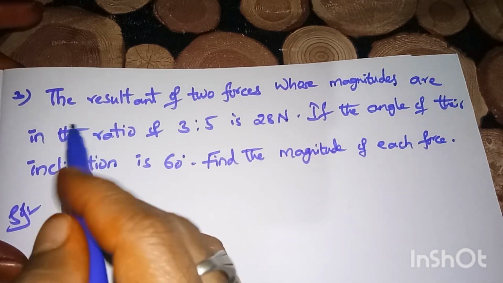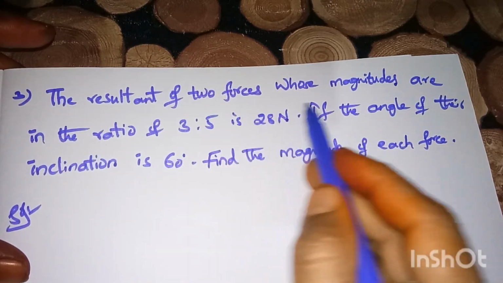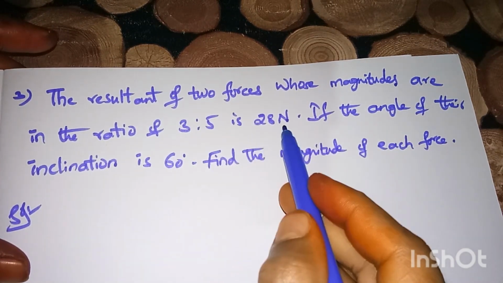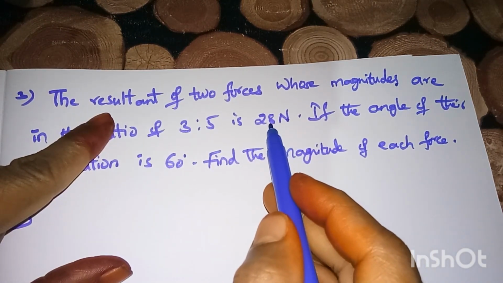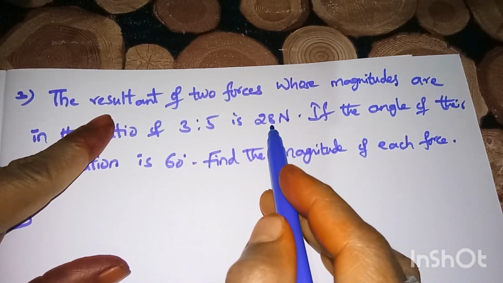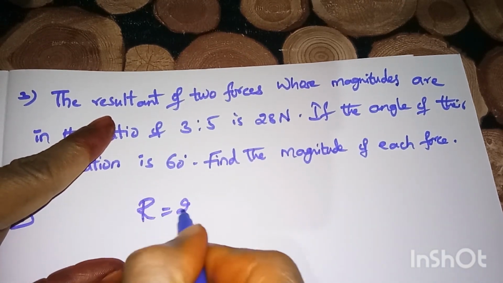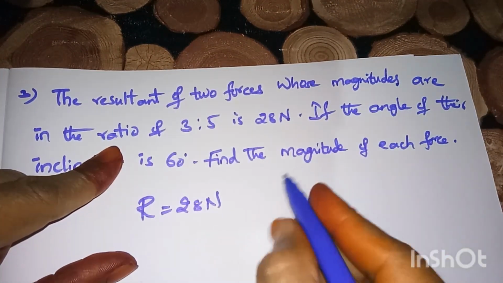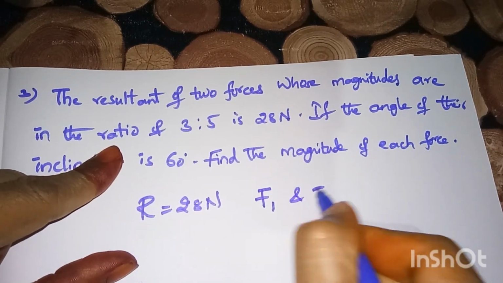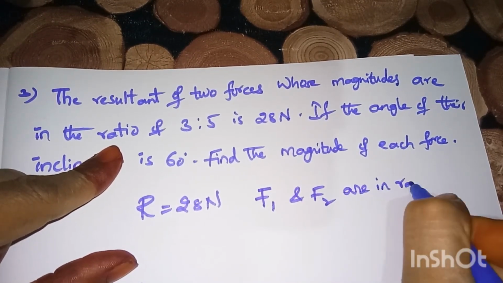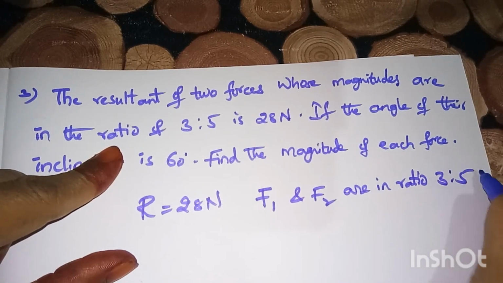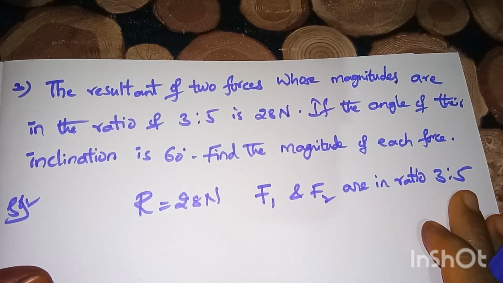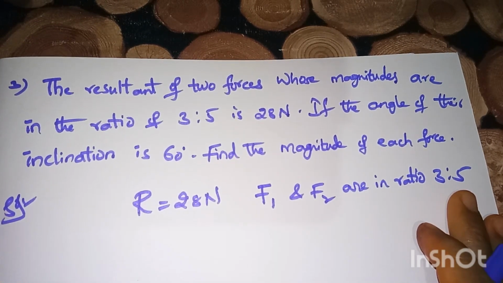So the next problem: the resultant of two forces whose magnitudes are in the ratio of 3:5 is 28 Newton. So what they have given is that the resultant of two forces is 28 Newton, so R equals 28 Newton, and whose magnitudes are in ratio, so F1 and F2 are in the ratio 3:5. They did not give magnitudes of the individual forces.